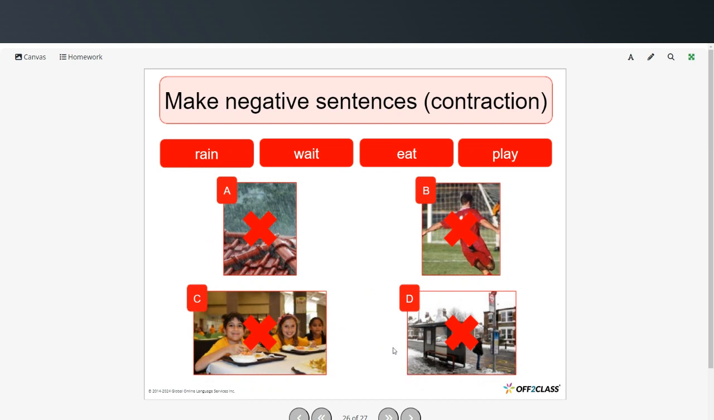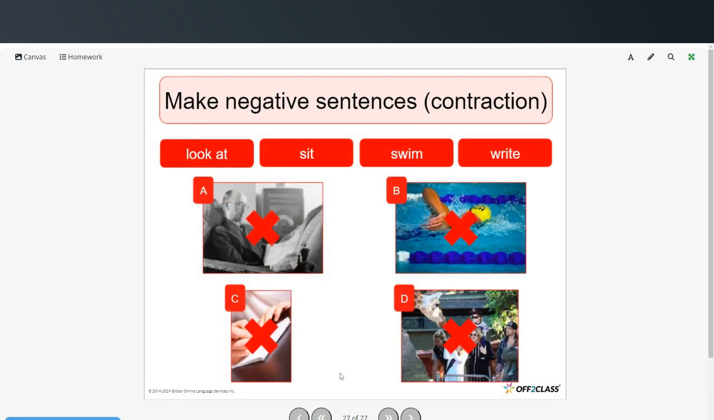So now again, make some negative sentences. It's not raining, or it isn't raining. He isn't playing football. They aren't eating, or they're not eating. She isn't waiting, or she's not waiting. He isn't looking at the newspaper, or he's not looking at the newspaper. He is not swimming, or he isn't swimming. He's not writing, or he isn't writing. And they are not sitting, or they aren't sitting.